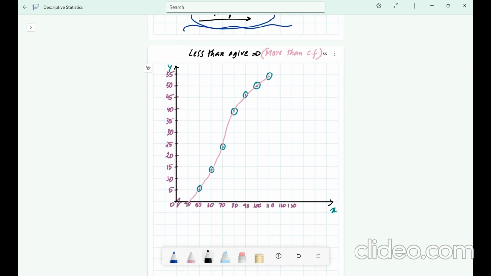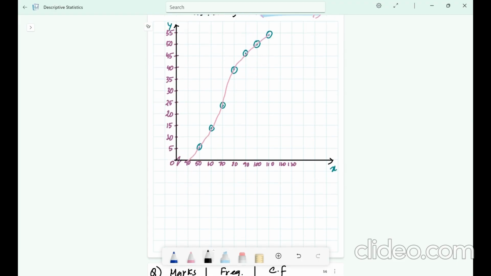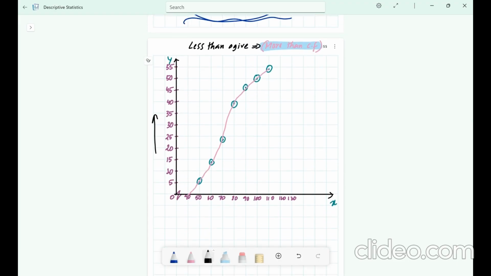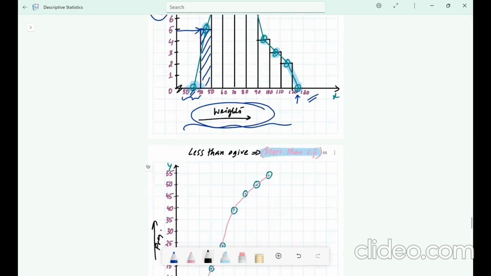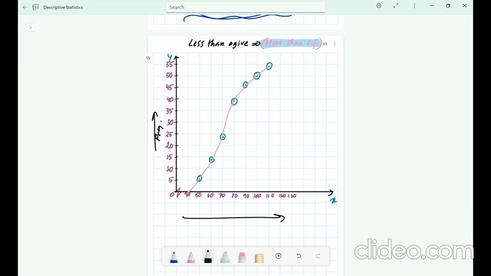So now we will learn how to make the less than ogive graph. For the less than ogive graph, you need the more than cumulative frequency table, okay? So how to do it? First, see here, what did we write? The frequency. Okay, the cumulative frequency. It went running up to 55. See? And here, as you know, the value of the weights.